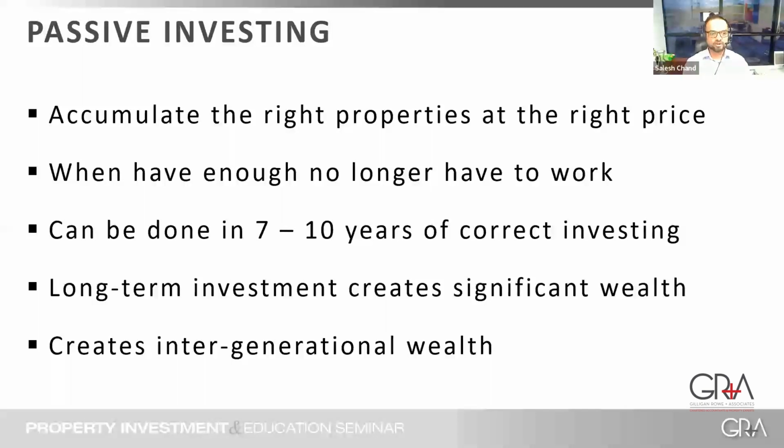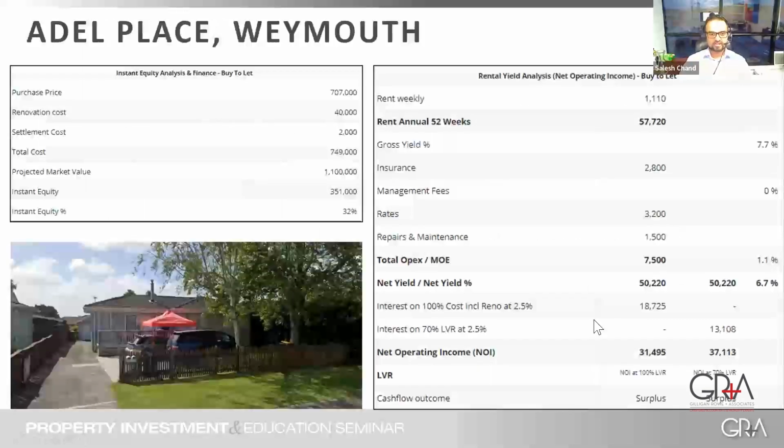you can still have a job, so you can just stay normal, keep yourself busy and have a structured life. If you do property investing correctly, within 7 to 10 years, you'll have enough property that you can retire on, if you buy the right properties. Property is about long-term investing. It creates a significant amount of wealth. So you've got to think about long-term investing, 7+ years, and it creates intergenerational wealth. As I said earlier, you can pass down funds to your kids and grandkids and all of that.